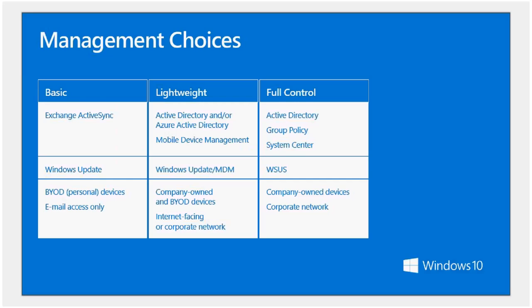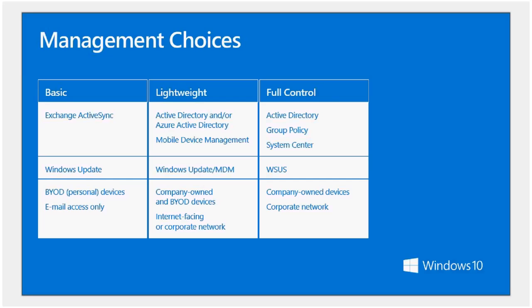We can then move up to a mobile device management based scenario where we're using either Active Directory or Azure Active Directory for identity, and an MDM service to provide manageability. Windows Update, which we can now control via MDM, pushes out updates to ensure that the device remains secure, and that targets both BYOD devices and company-owned devices. That's really the big shift from Windows 8.1, where we targeted primarily BYOD. With Windows 10, we want to expand that to also include company-owned devices.